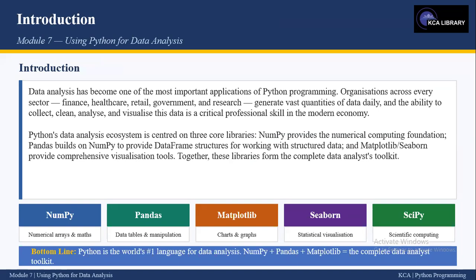The Python data analysis ecosystem is centered on 3 core libraries. NumPy provides the numerical computing foundation, while Pandas builds on NumPy to provide data frame structures for working with structured data, and the Matplotlib library together with Seaborn provides comprehensive visualization tools. Together, these libraries form the complete data analyst toolkit. The key takeaway is this: Python is the world's number one language for data analysis, and NumPy, Pandas, and Matplotlib form the essential foundation of that capability.